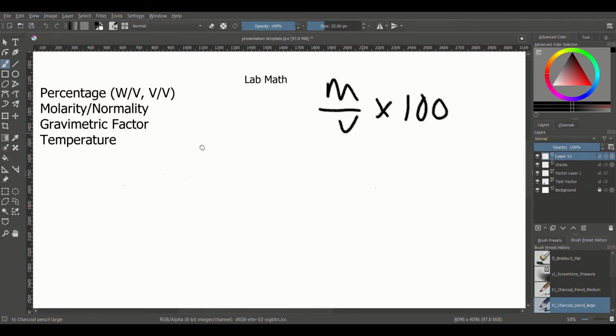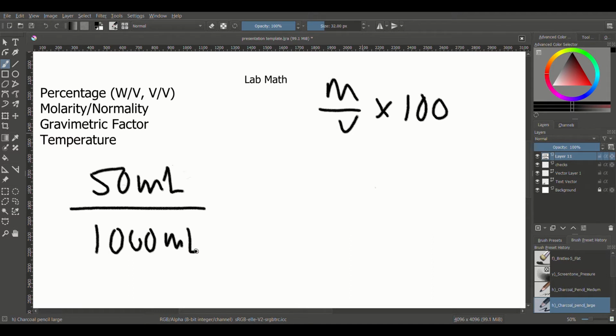So let's say that we made something, but we don't know what the concentration is. Say we had 50 mL of a solution, and we diluted it up to a liter, so that's 1,000 milliliters times 100, and that'll give us our concentration. We just run that through our calculator: 50 divided by 1,000 times 100. That gives you a 5% solution.